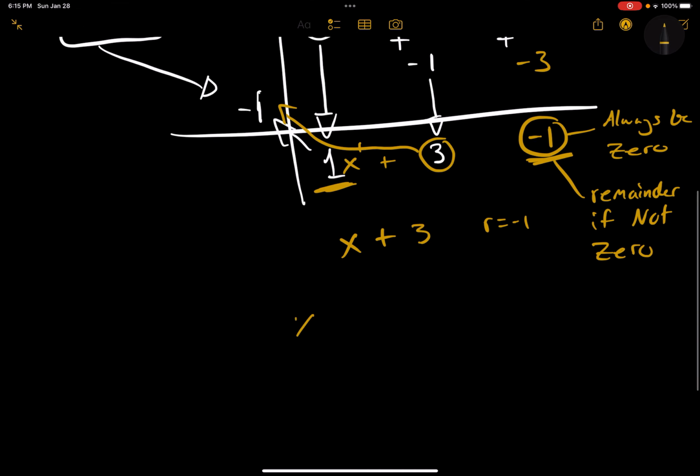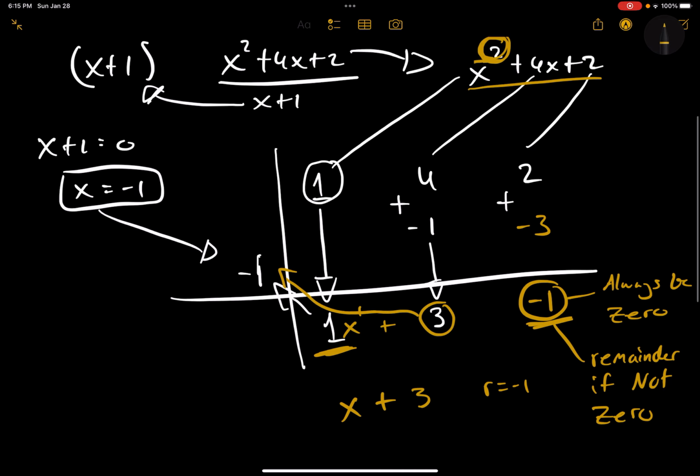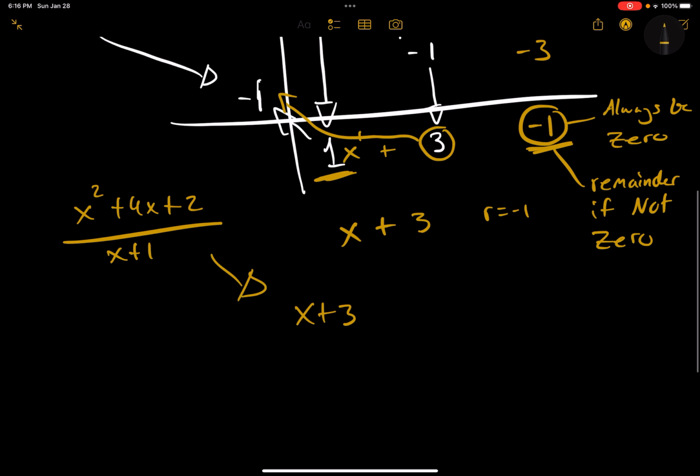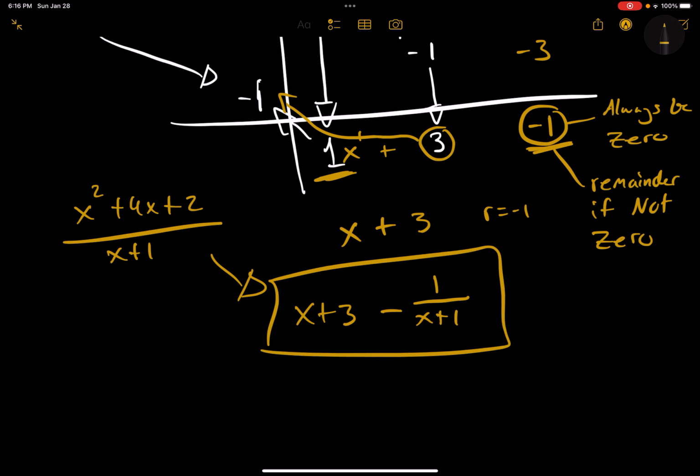Therefore, when we divide x squared plus 4x plus 2 by x plus 1, we get x plus 3, and minus, don't forget, 1 over x plus 1. That is what polynomial division works like.